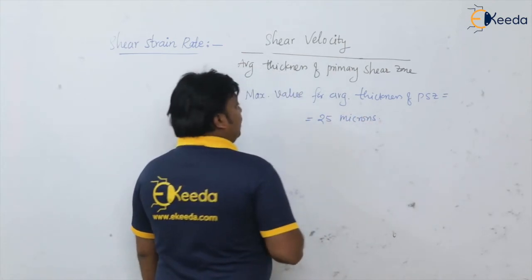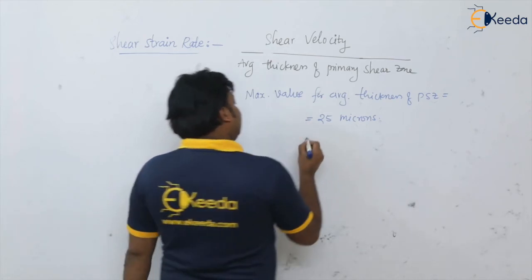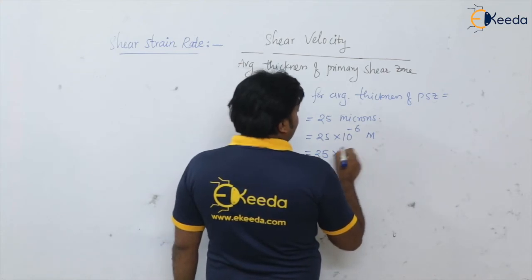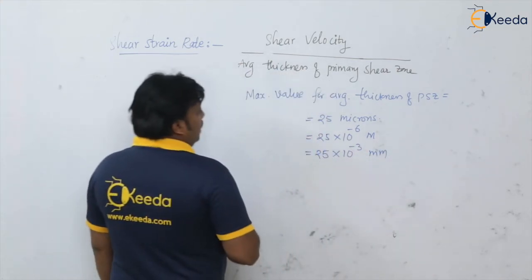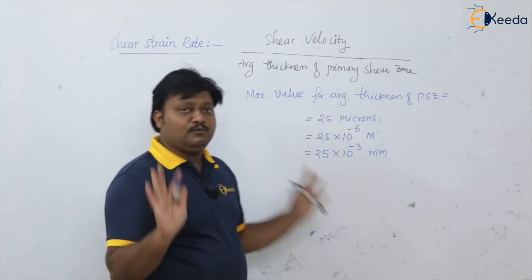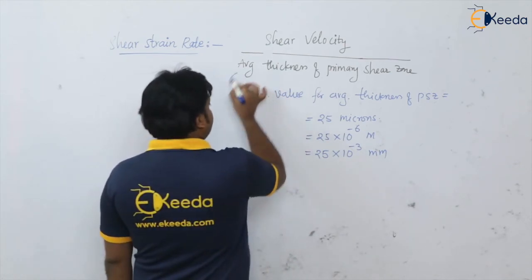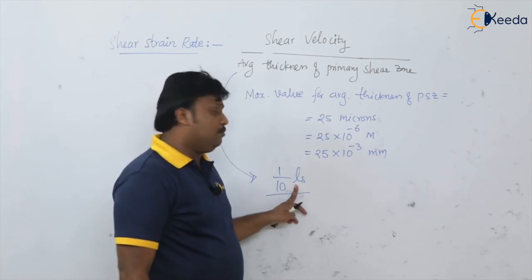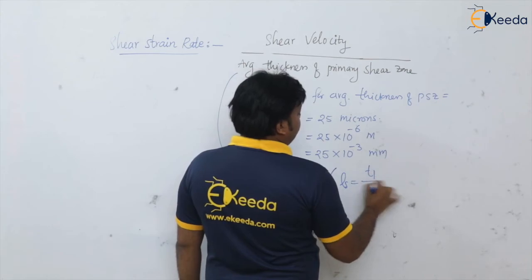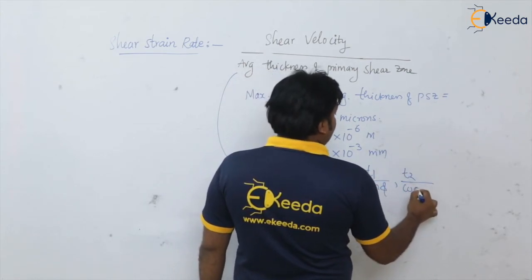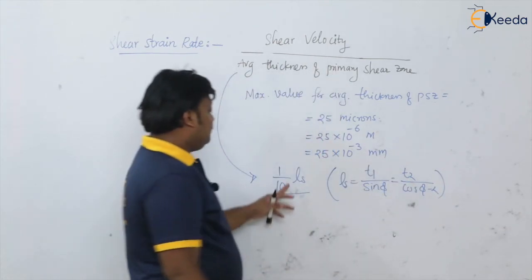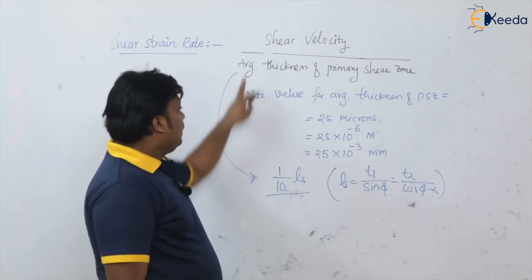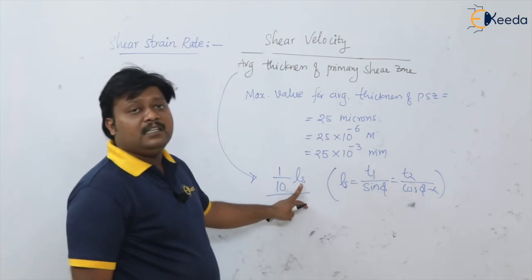Please remember, what is the maximum value? It is 25 microns. So 25 microns, that is 25 into 10 to the power minus 6 meters, or it is 25 into 10 to the power minus 3 millimeter, isn't it? And if it is given in the numerical, then it's well and good. If it is not given in the question, then you have to take this value as 1/10 of the value of LS. We know LS is the length of the shear plane, which can be calculated as LS is equal to T1 divided by sin phi, or T2 divided by cos of phi minus alpha, isn't it? This is the value for shear plane length. So if this value is not given directly, you can take the average thickness of primary shear zone as equal to 1/10 of the length of the shear plane.